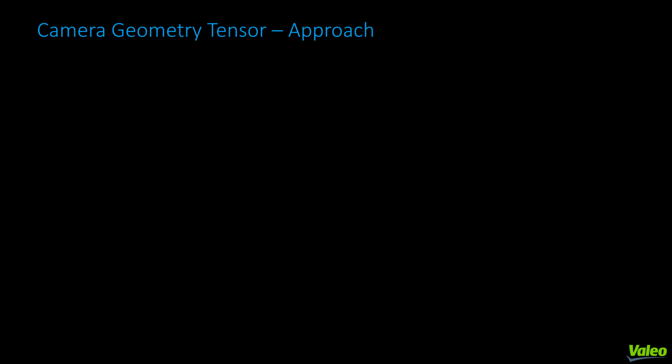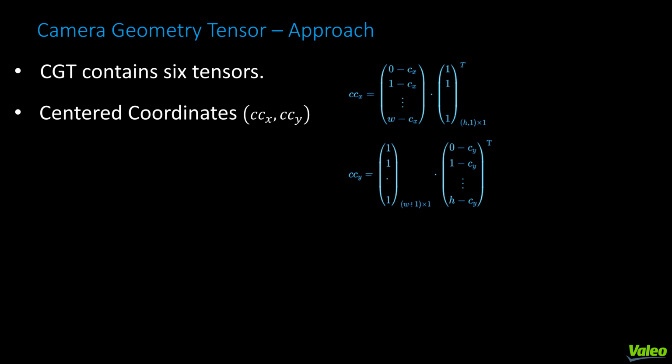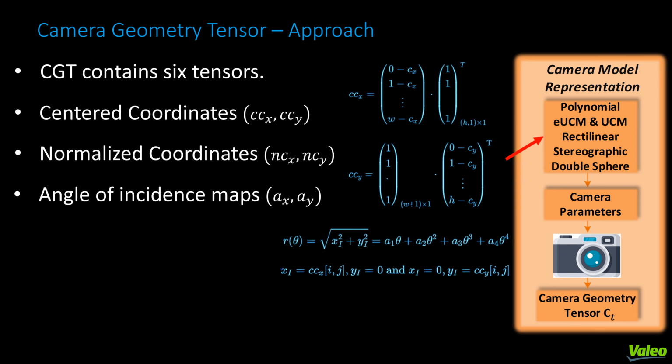The camera geometry tensor comprises 6 planes, listed below. Firstly, 2 for the principal coordinates Cx and Cy. Secondly, we derive two planes for the angle of incidence maps Ax and Ay, as shown in the equations. The angle of incidence can capture any arbitrary distortion and it's independent of intrinsic models. In this work, we employ the polynomial camera projection model.